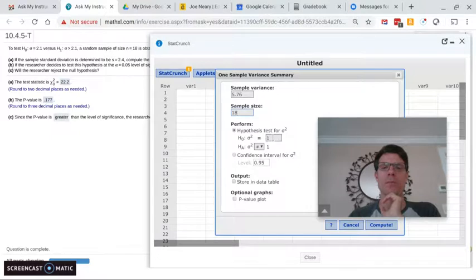Now we need to do the hypothesis testing. So the null hypothesis is that the variance is 2.1, but up here we can't use these 2.1s because these are standard deviations. We have to square them, and we get 4.41. And then this should be greater than, right? It's a right-tailed test.